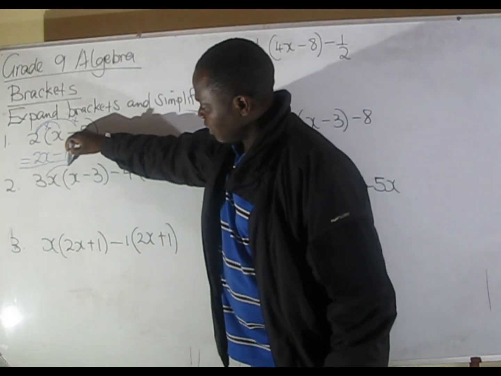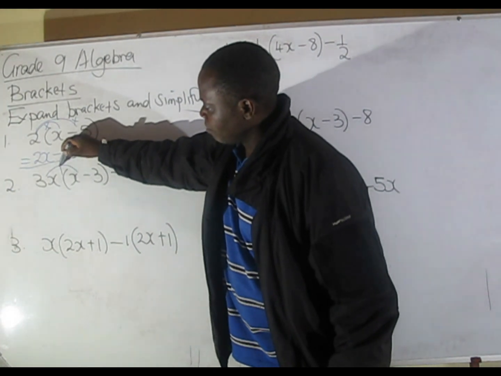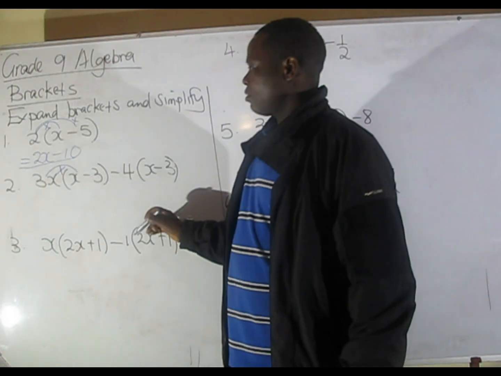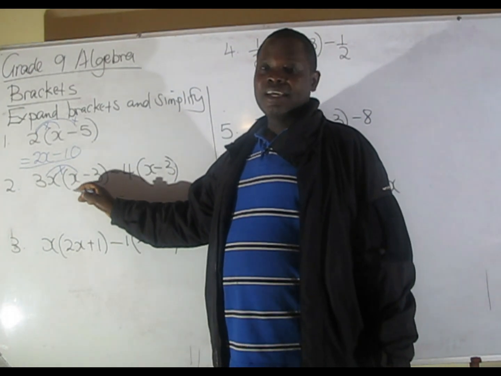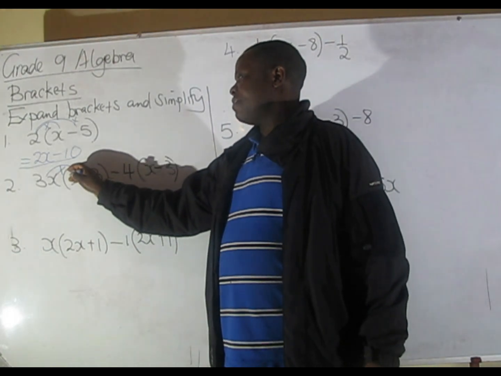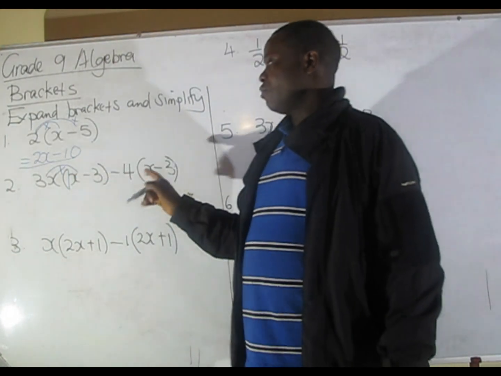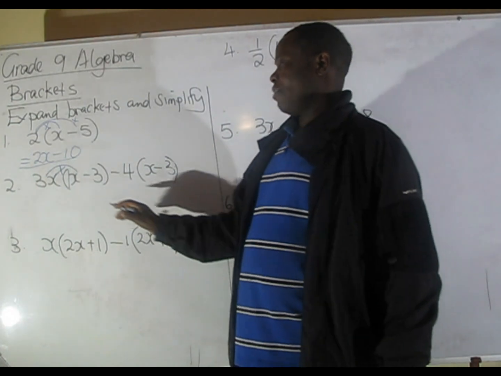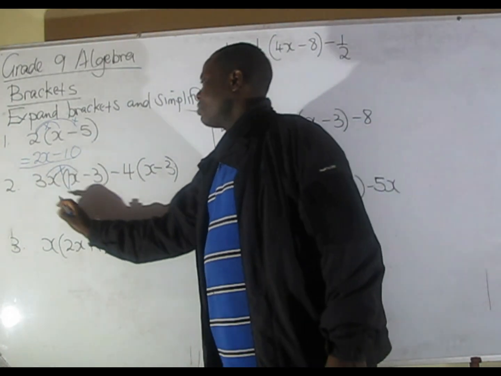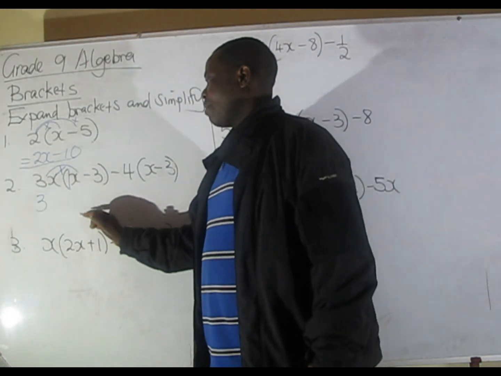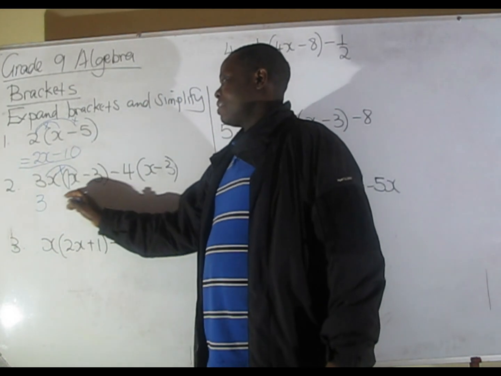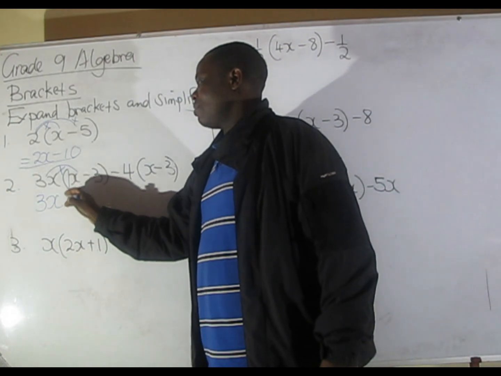3x times, this is multiplication. If a variable has no coefficient, it means there is an invisible 1. So when you do multiplication in this case, the coefficients multiply each other. So this is 3 times 1, that will give me 3. Then I multiply x times x, that will give us x to the power of 2.